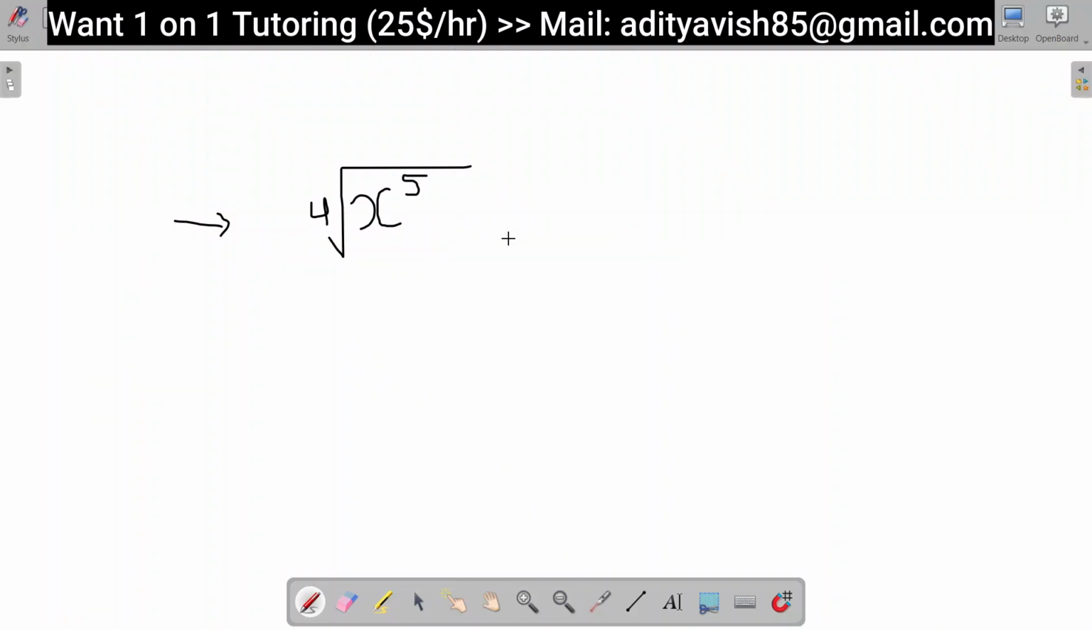So for this question, we're going to use a property of exponents where if x is raised to the power m over n, sorry, this is m and this is n, it is basically the nth root. So basically we can write it simply as x raised to the power m, and if we want to remove the root, we can write it as 1 by n here.